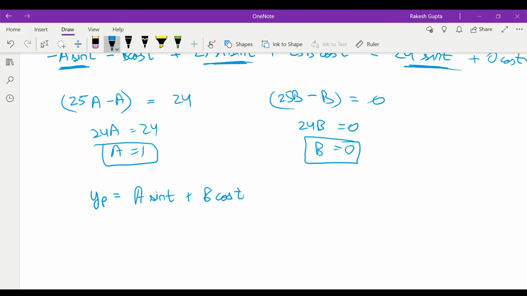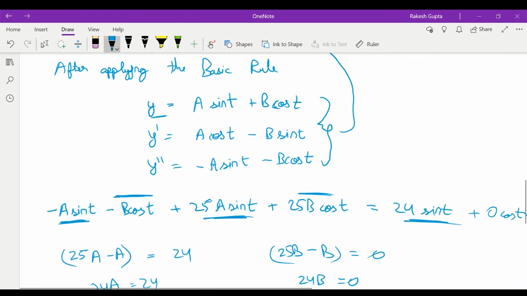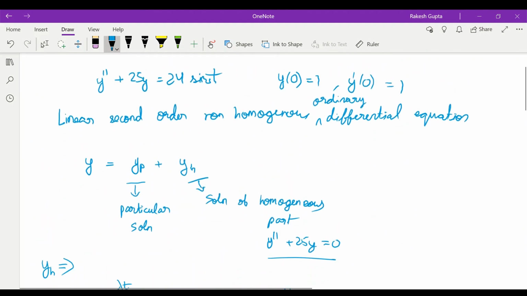We have a as 1 and b as 0, which will give us sin t. So this is our particular solution. Now, as you can recall, this equation over here, the final solution is going to be the sum of both the solutions of the particular and the homogeneous part.